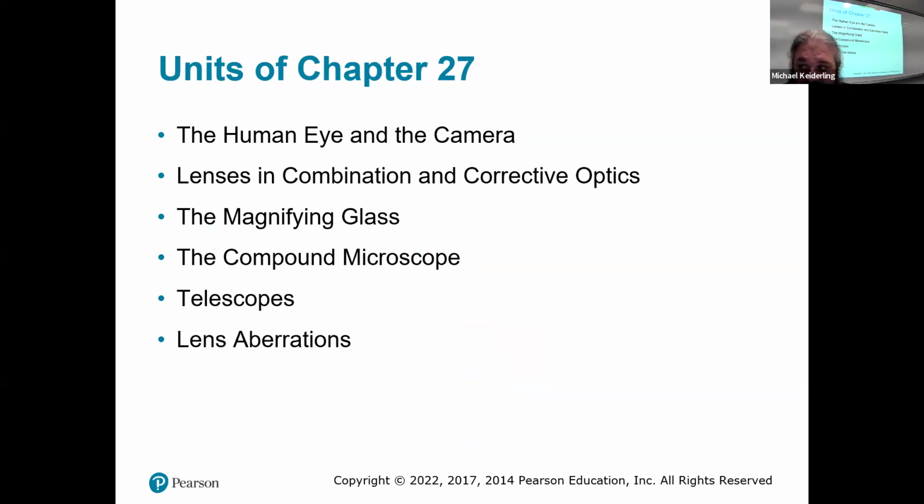So we'll start with the human eye and the camera. Then we'll look at lenses in combination and corrective optics, like glasses. Then we'll do simple optical instruments. We'll start with the magnifying glass, then we'll move on to the compound microscope. Then we'll talk about telescopes and lens aberrations.